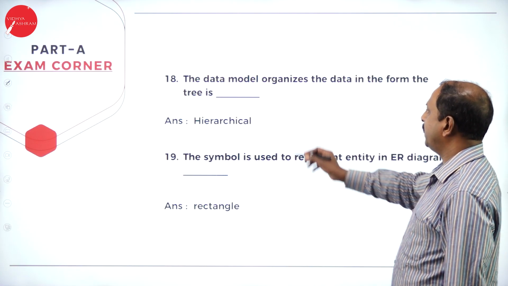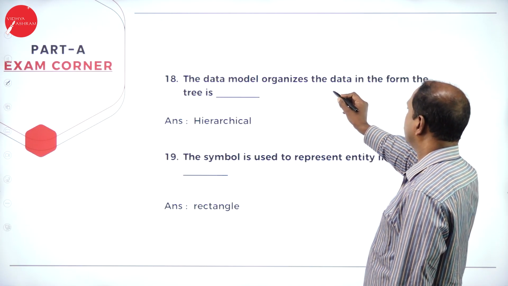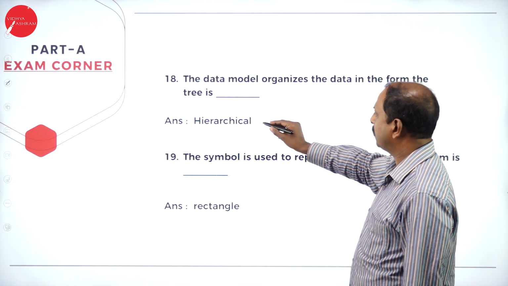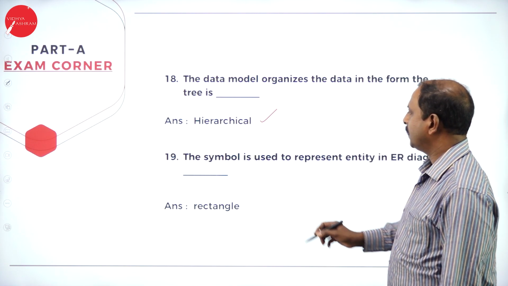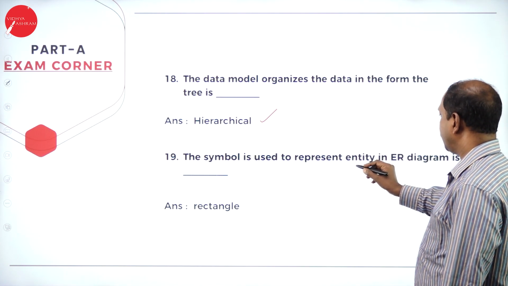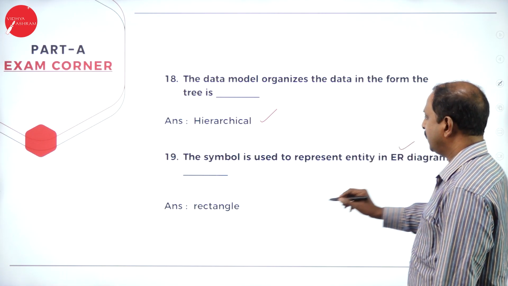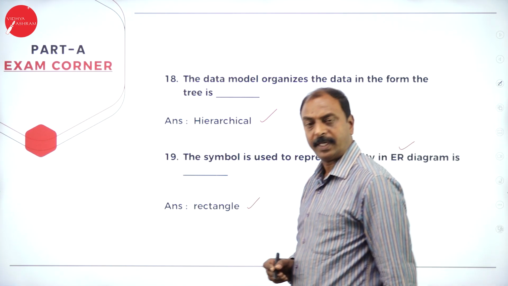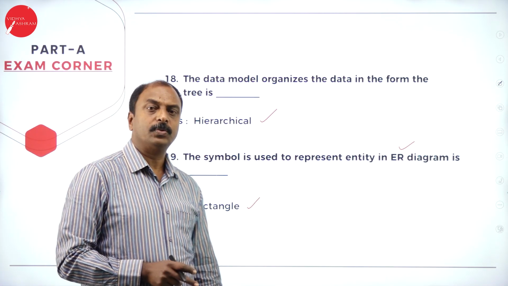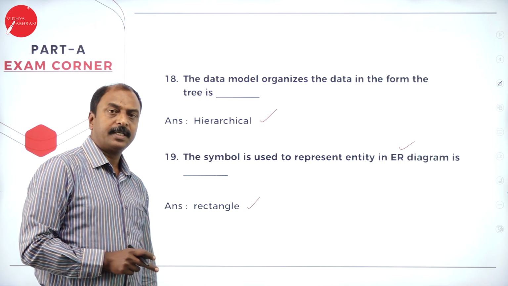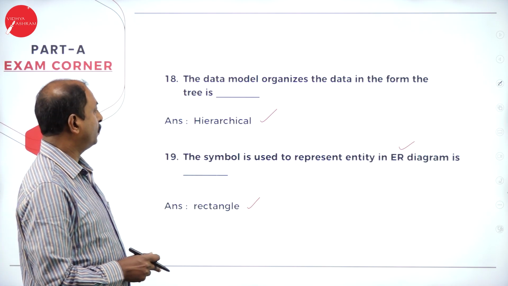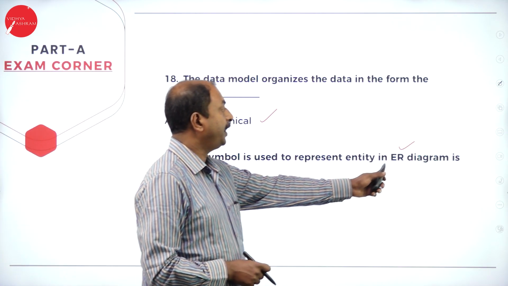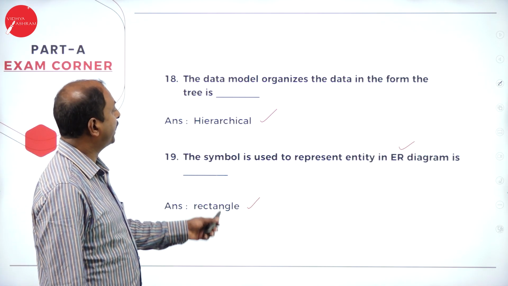Next one is: the data model that organizes the data in the form of a tree is called hierarchical model. Now the symbol used to represent entity in an ER diagram is rectangle, and ER diagram is entity relationship diagram. Here we represent through diagram by using rectangle or rhombus. So rhombus is for relationship and entity we are representing by using rectangle.